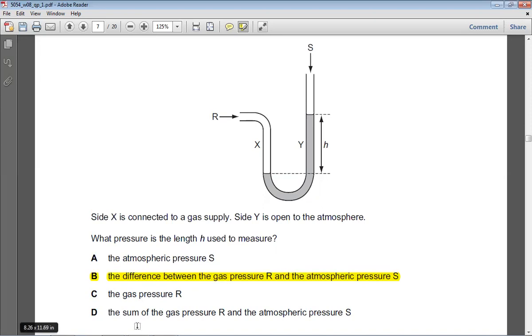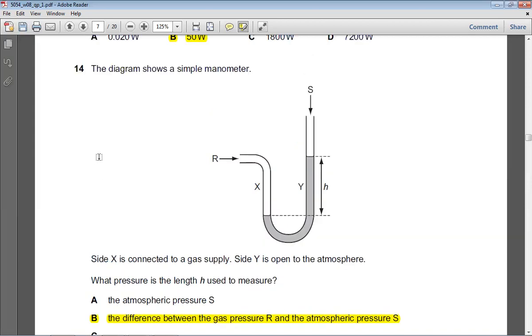C is the gas pressure R. No, the sum of the gas pressure R and the atmospheric pressure. No, it is telling the difference between them. So the difference, the gas pressure is H more. So the difference between the gas pressure R and the atmospheric pressure S. So the H is basically representing the difference of the pressure.